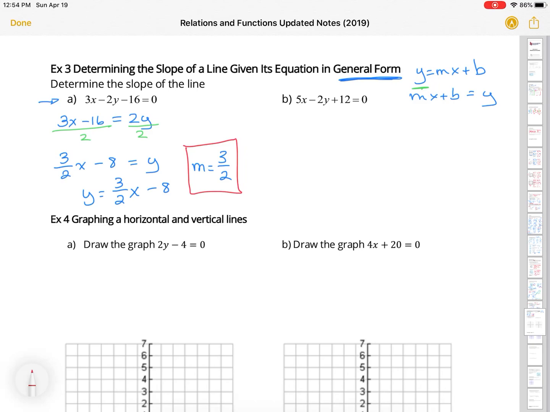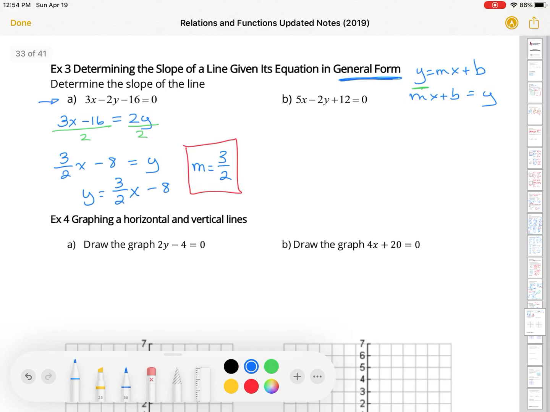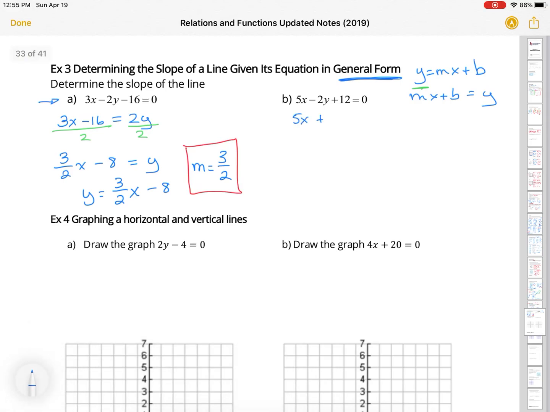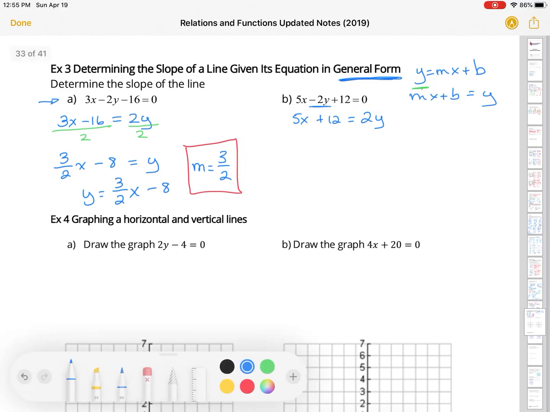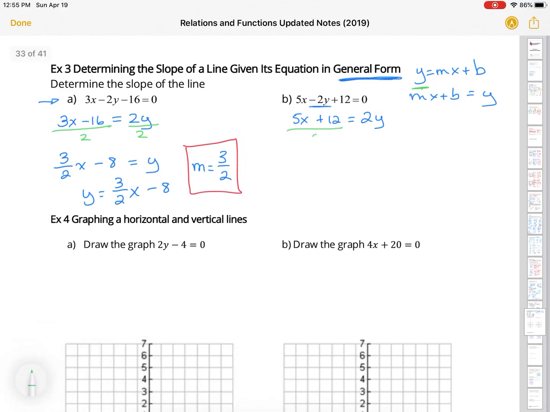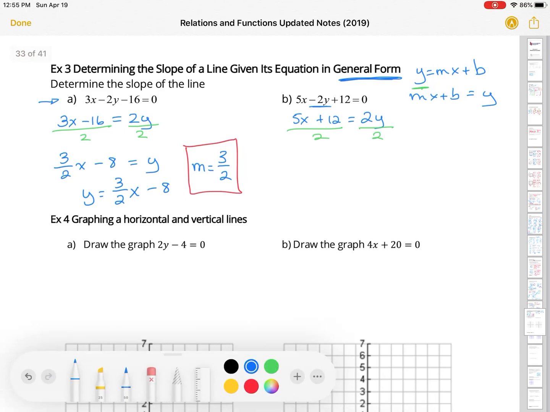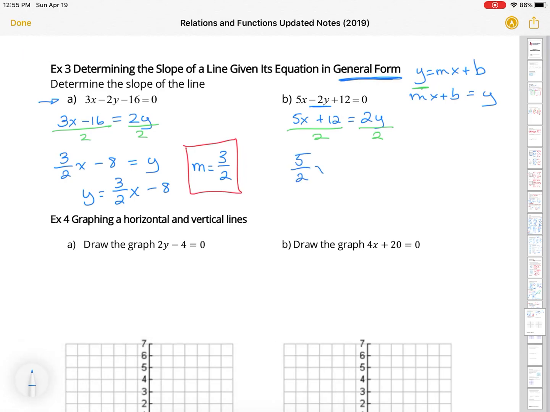If you want to try it on your own and then see what I do, you can press pause and then come back. So here we have, again, we're going to get y by itself, 5x plus 12. I'm going to move the minus 2y to the other side, and it becomes positive 2y. And then we're going to divide everything by 2 so that we get y all by itself. When we do that, I get 5 over 2x plus 6 equals y.